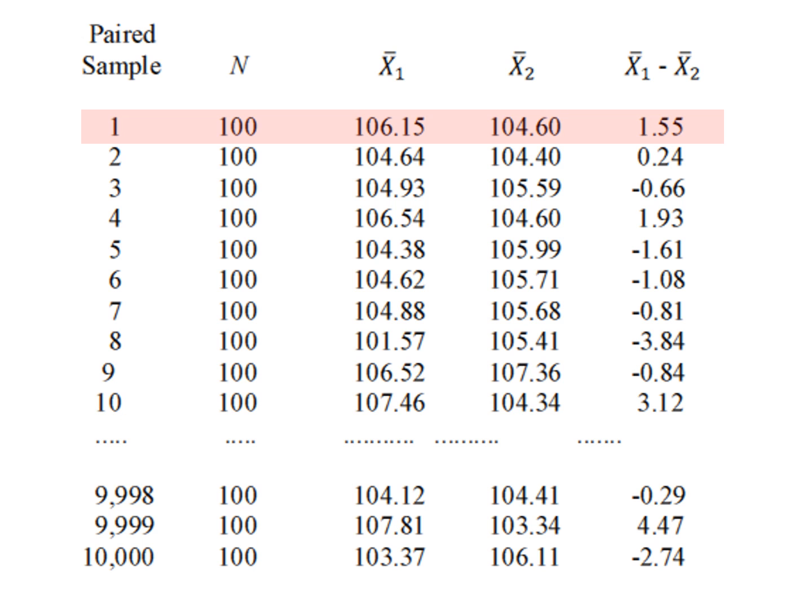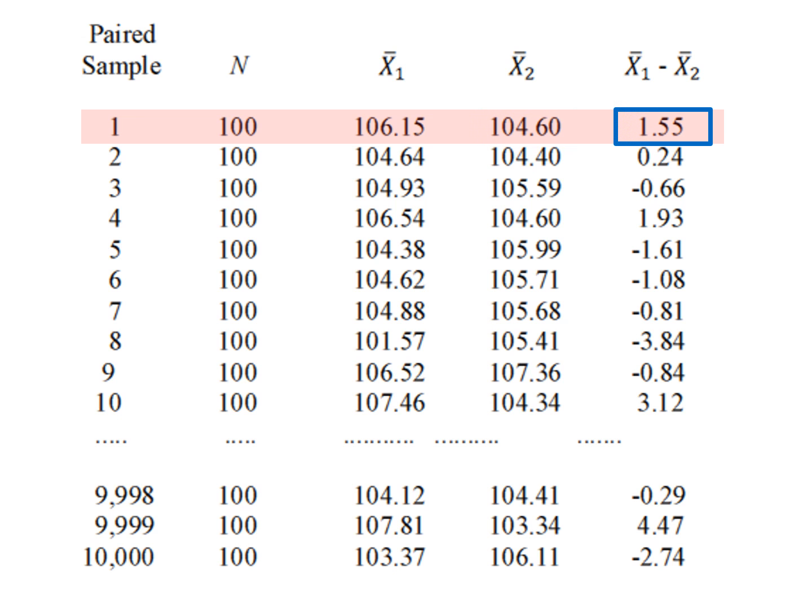Let's take a look at the slide from the first paired sample. So we can see that n is 100. That means that sample 1 includes 100 individuals, and sample 2 also includes 100 individuals. So there are 200 individuals in the paired sample. The mean for sample 1 is 106.15. The mean for sample 2 is 104.16.